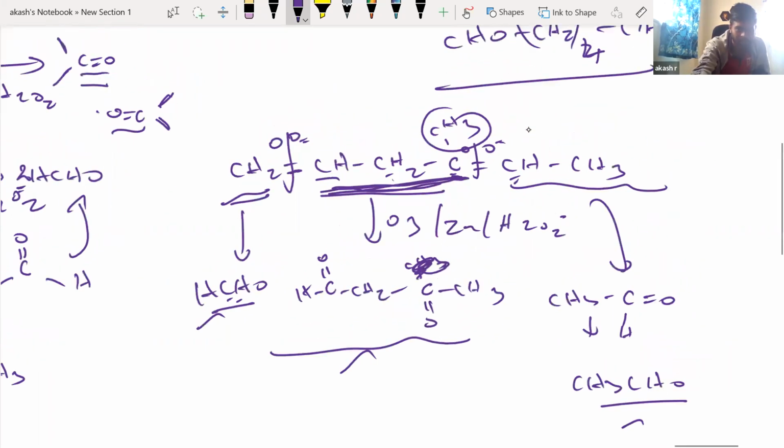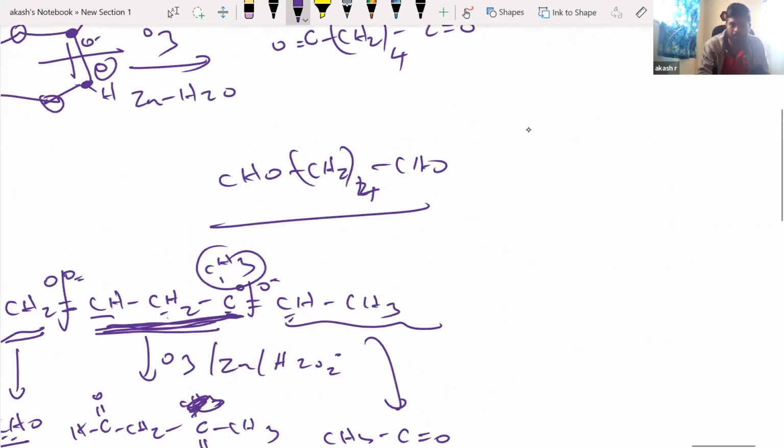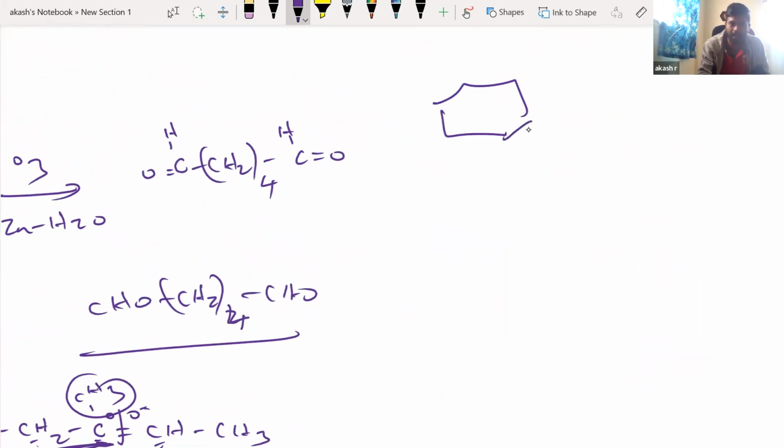One more question. Let us see if you can do this. For example, if we would have had a double bond here. Now these are two cyclohexane rings sandwiched, and in between that you have a double bond. Go for it and tell me what is the answer that you will get.